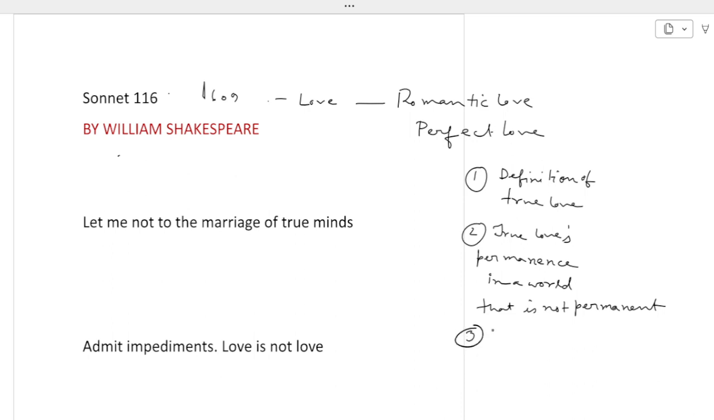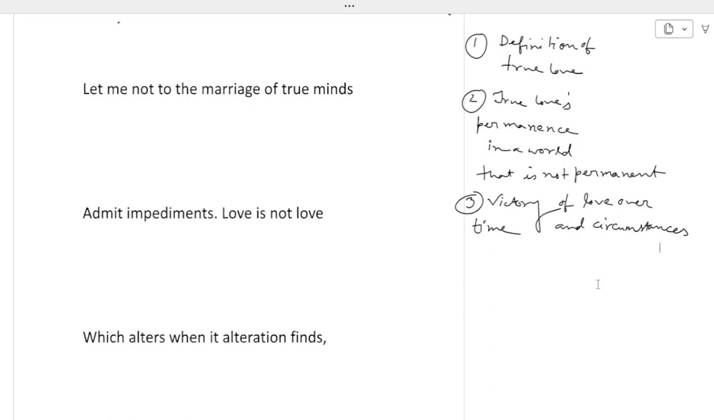Number 3, victory of love over time and circumstance. So these are the themes that we are going to explore through this sonnet.